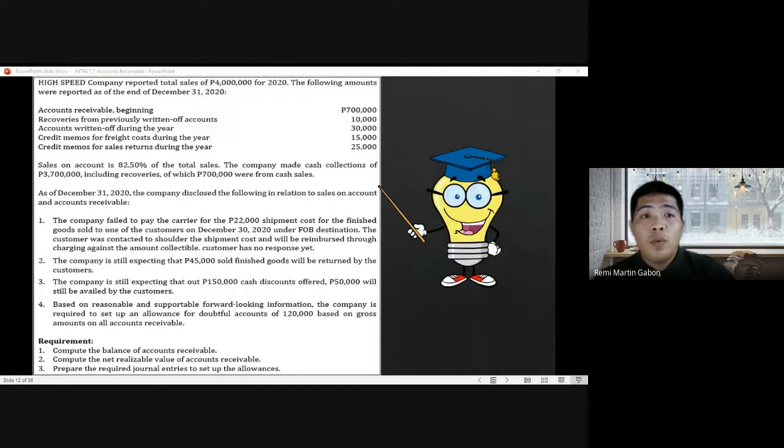So therefore, we're not going to deduct the 22,000 immediately. Instead, the 22,000 is helpful for NRV or for amortized cost. But the credit memos are important for the balance or ending balance of the accounts receivable.